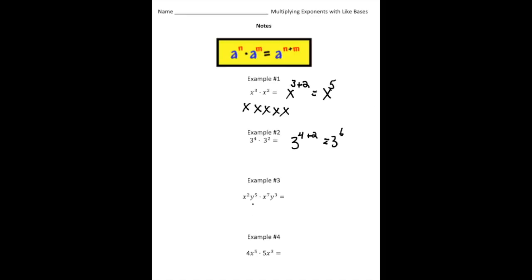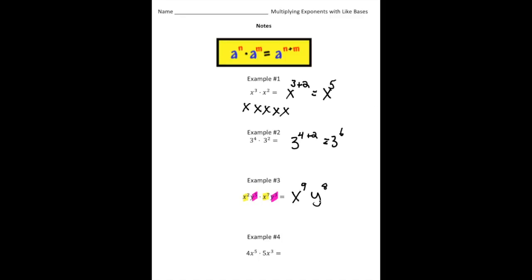Alright, take a look at this one. Here we have x squared y to the 5th times x to the 7th y cubed. This time, notice, I'm going to highlight the x squared and also x to the 7th. There they have like bases. I'm also going to highlight with a different color y to the 5th and y cubed. Now when we multiply these, it's going to be x squared times x to the 7th, which is really x to the 9th. And then y to the 5th times y cubed, which is really y to the 8th.